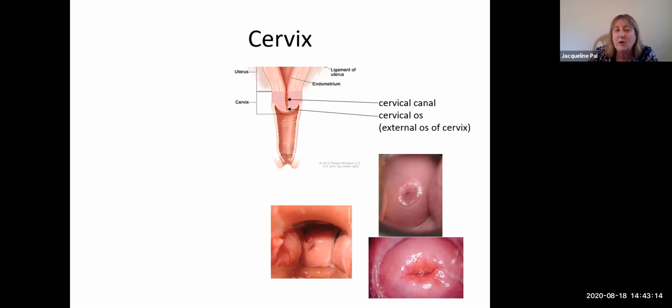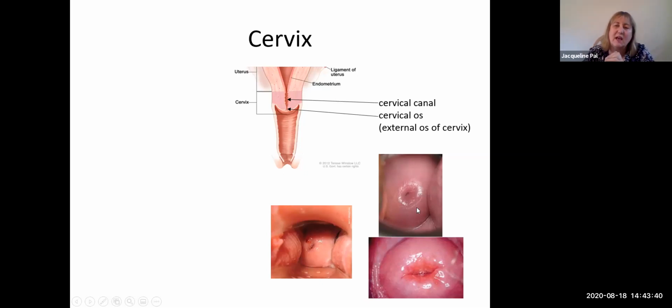And for the pap smear, basically they are just scraping the surface epithelial cells, which are stratified squamous, off this part of the cervix. So it's just kind of like scraping your skin, only it's mucosa. When you look at these 2 cervical osses on the right, the one up above, you'll notice, is quite small, and it might be slightly oval, but it's more circular.